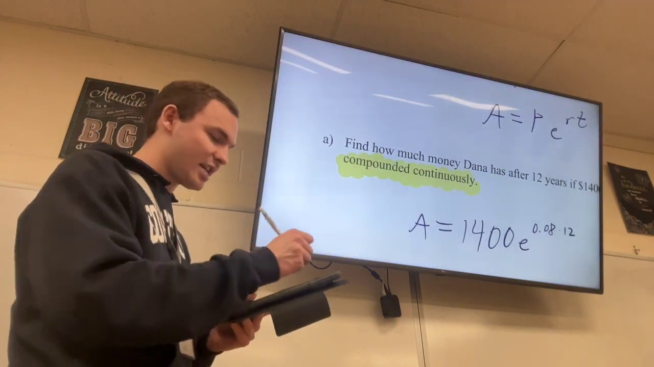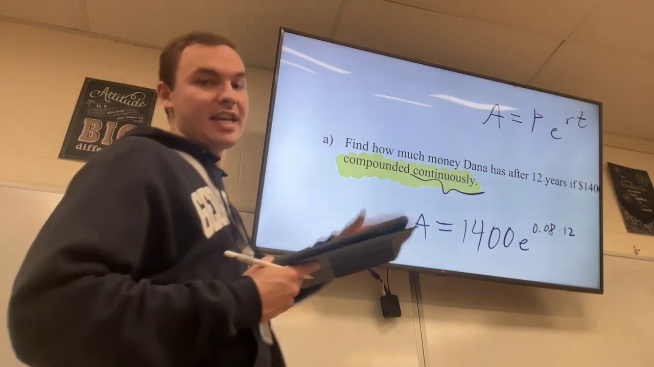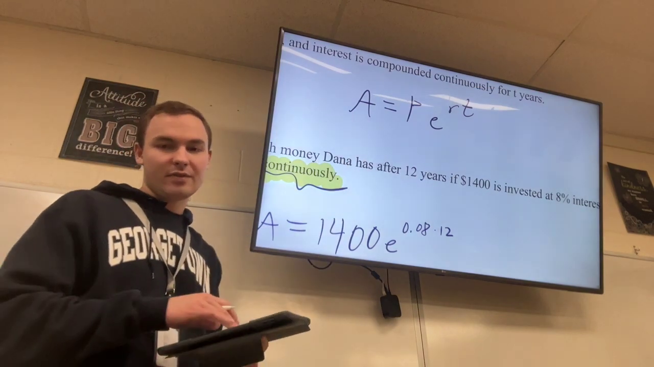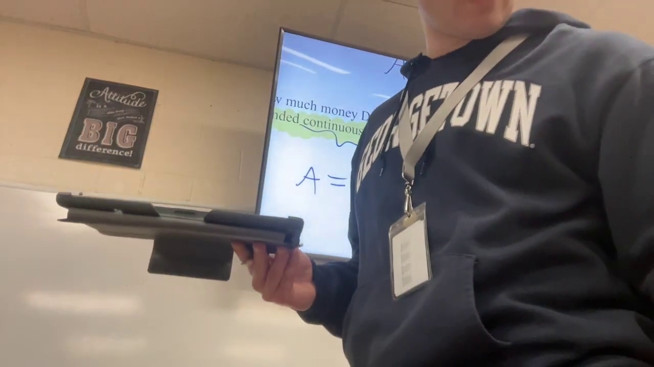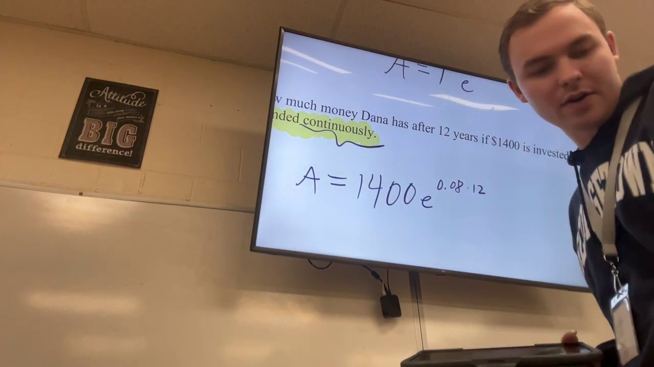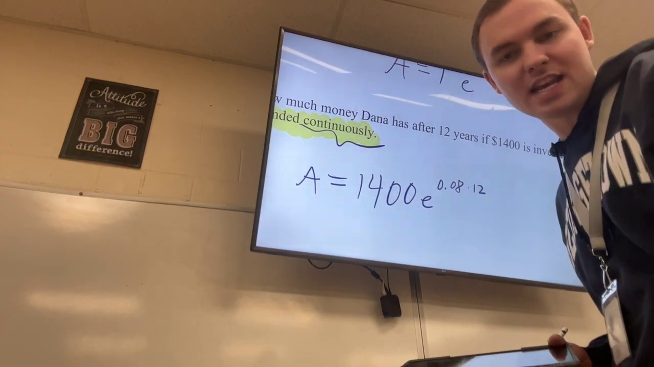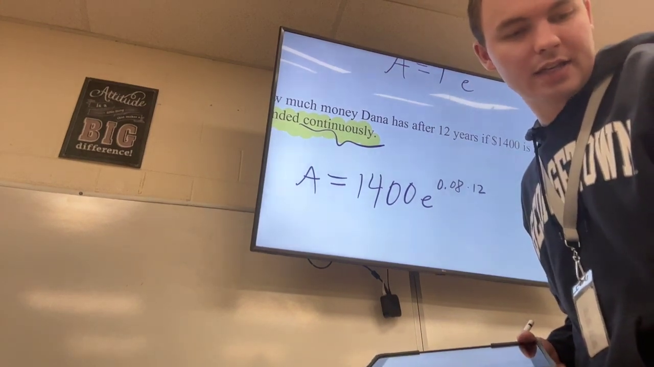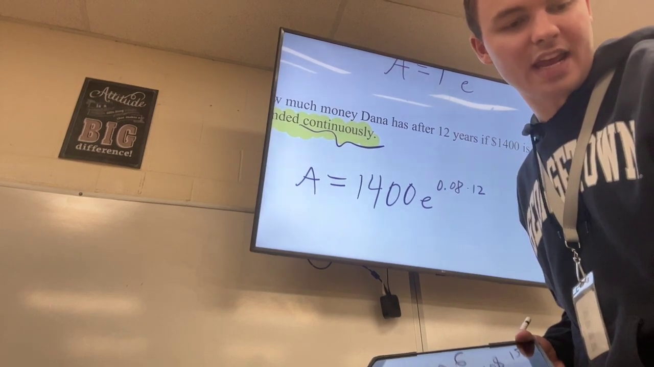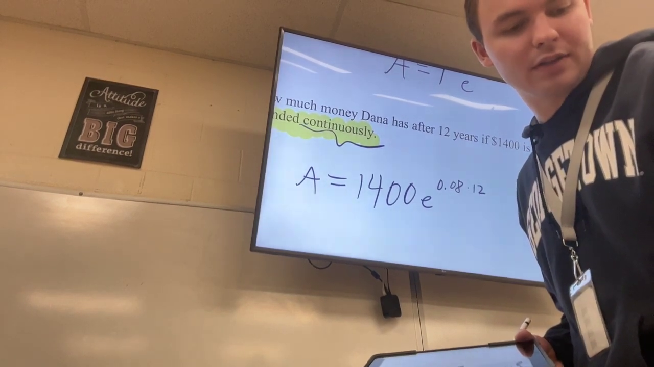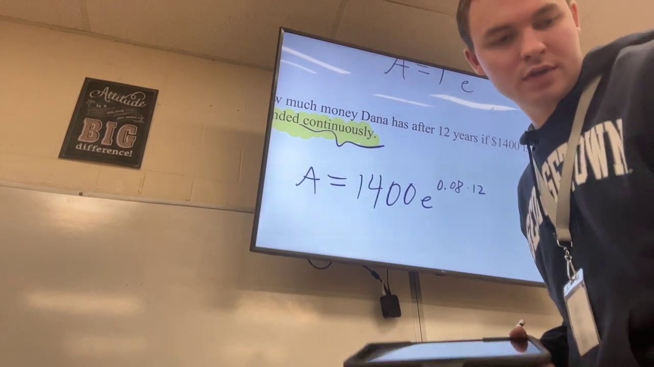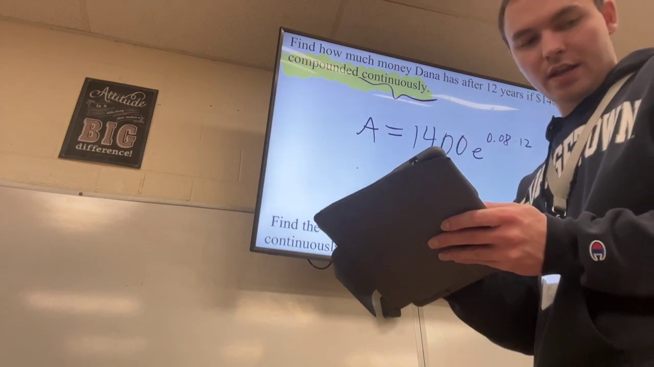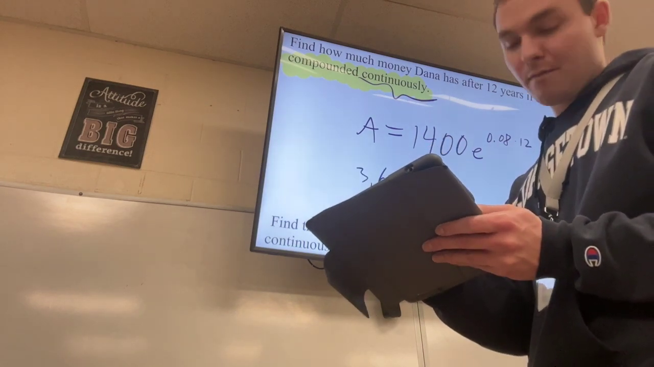So if it says compounded continuously, you use this A equals PERT formula, P times e to the rt. In your calculator, I think on our review days, we knew how to do this. 1400 times e, hit the second button and then the division symbol on your calculator. E raised to the exponent 0.08 times 12. Oh, that's a great interest rate. We get 3,656.38.